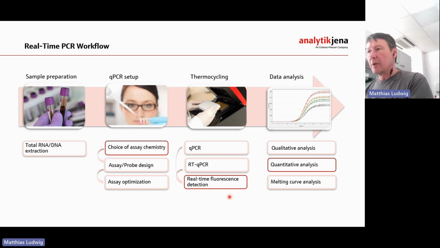What is my goal? You can have a qualitative analysis. That means a yes or no statement. You see a curve, yes, or you see no curve. This is a qualitative analysis. Or if you want to have a quantitative result, it means the absolute number of copies or concentrations, or if you have a melting curve analysis or other things. The data analysis in the back is also very important, but in principle, it's up to you what you want to do in the back, because the data analysis is based on the raw data, and this raw data will be collected here on the thermocycling.